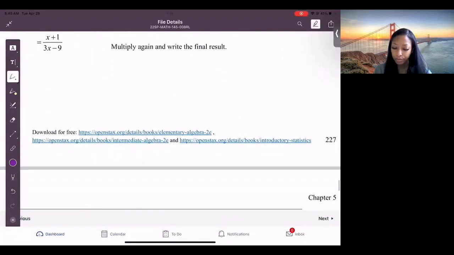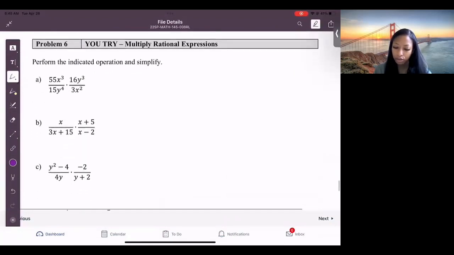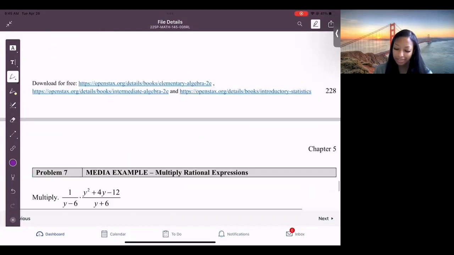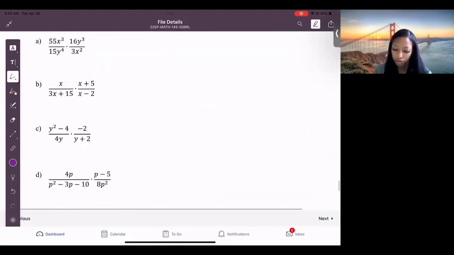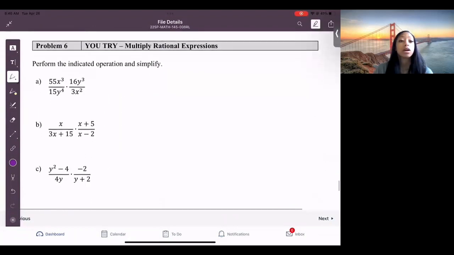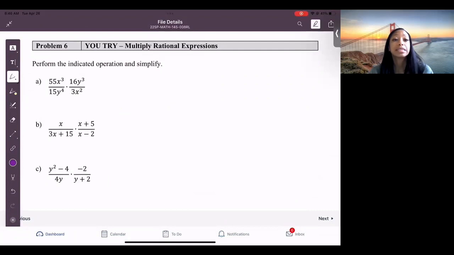Okay, I want to skip through the examples that are already worked for us and go straight to the try it problems. Ooh, look at all this fun. All right, how many do we have here? Good, a good number. 1, 2, 3, 4, 5, 6 problems that we get to do here. All right, we want to try to factor each numerator and denominator as much as possible. And then when we're multiplying, you can cancel out anything in either numerator with anything in either denominator, okay?